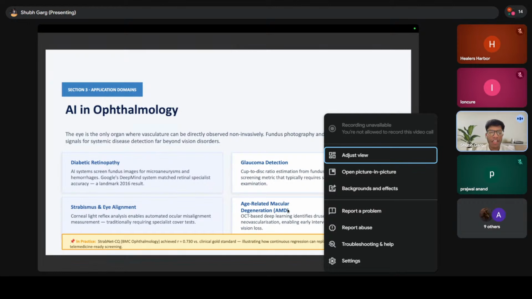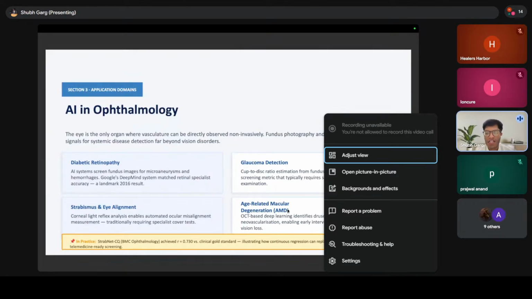Diabetic retinopathy, one of the leading causes of blindness globally, is characterized by microaneurysms and hemorrhages in the retinal vasculature. Google DeepMind published a landmark paper in 2016 showing that the system matched the accuracy of retinal specialists. That was a turning point for the entire field.